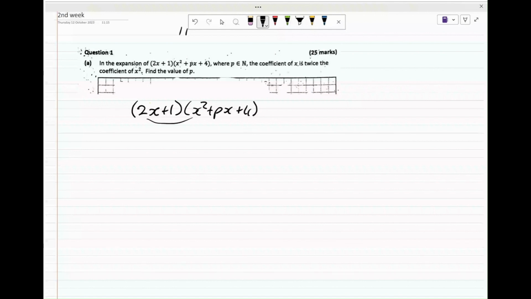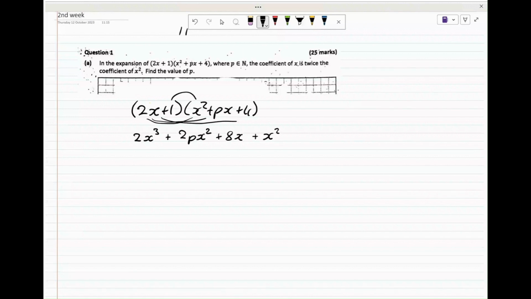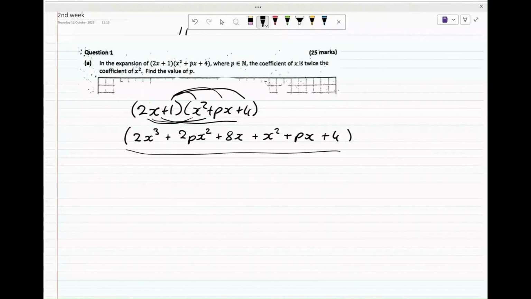So I would do 2x times x squared is 2x cubed, 2x times px is 2px squared, 2x times 4 is 8x, 1 times x squared is just x squared, and 1 times all of this is just the same thing. So that's x squared plus px plus 4. So this is what we would call the expansion of this thing up here. So basically it's multiplying everything out and getting one line for it.